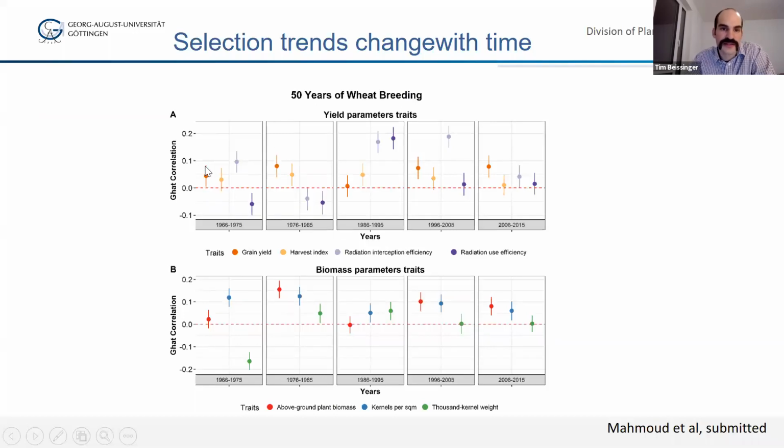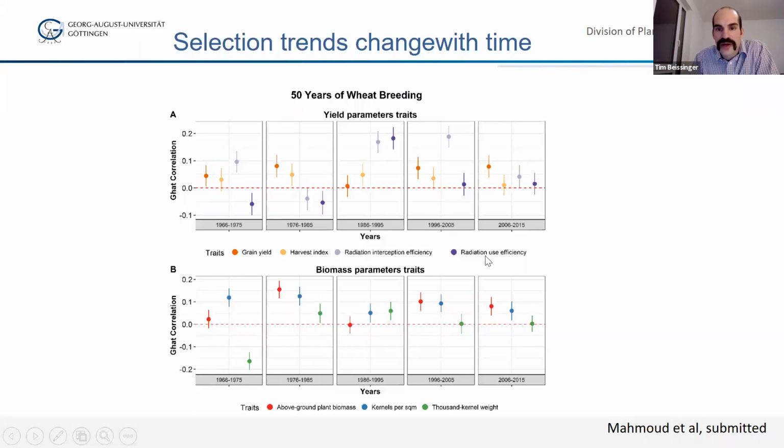And as we'd expect, for all periods of the last 50 years, grain yield was more or less positively selected. That's what we can tell by the dot with the error bars. When the error bars don't overlap with 0, that means there's significant evidence of selection. So maybe from 86 to 95, breeders weren't paying enough attention to grain yield. But other traits really stand out as only being important during certain time periods.